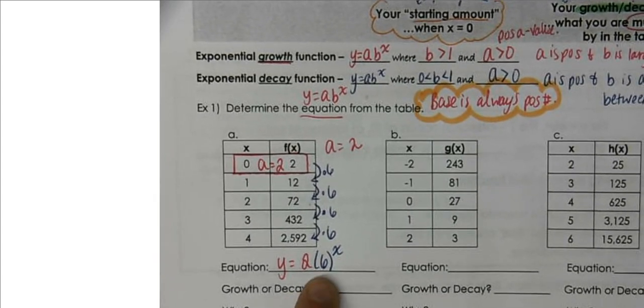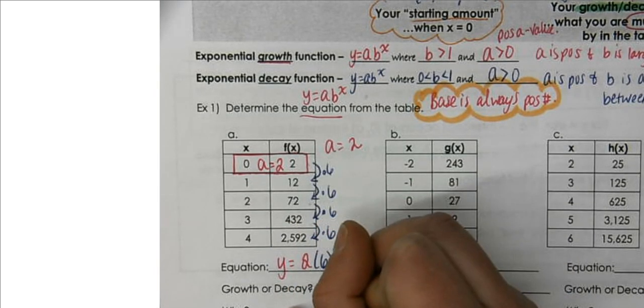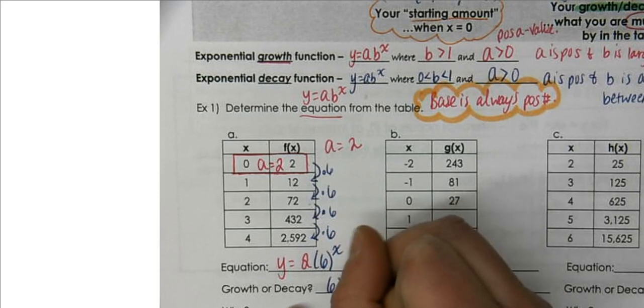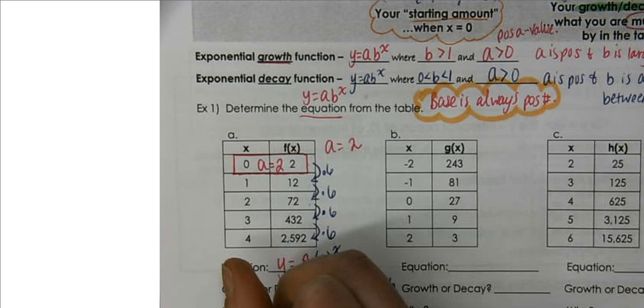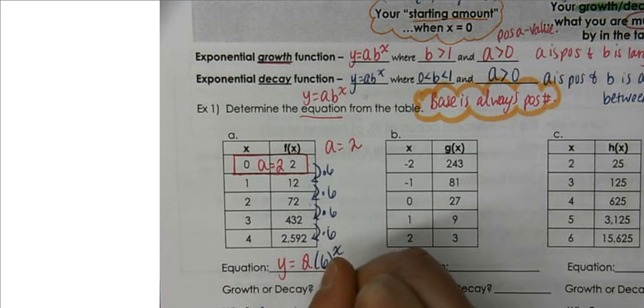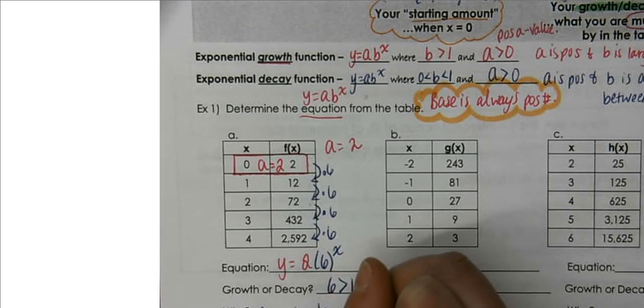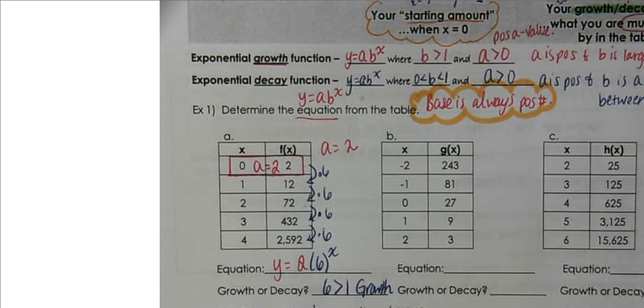Because 6 is greater than 1, this is considered exponential growth. And our reason is that the base is bigger than 1. And that is our reason. So let's go ahead and look at letter B.